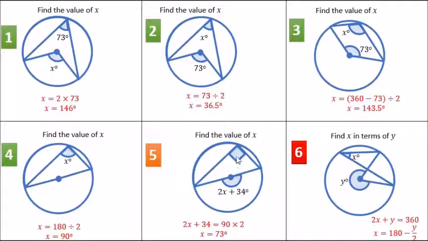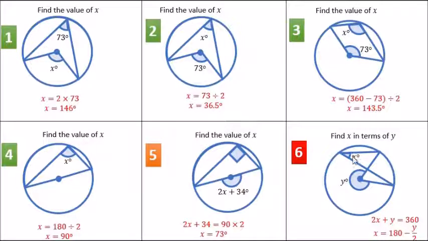Which means for question 5, because this is 90 degrees, then this angle has to be 180 degrees. So 2x plus 34 is 180, or double the 90 here. We can solve that equation by taking 34 away, then dividing by 2 to get our value of x to be 73 degrees. Question 6 is tricky.